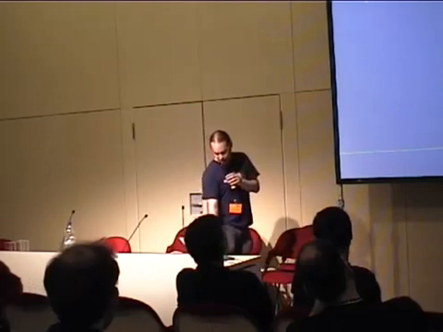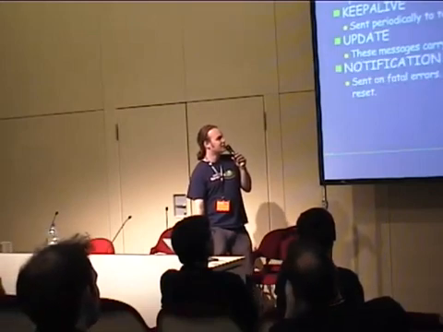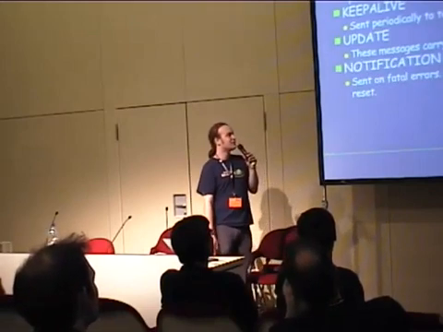Okay, BGP knows about 4 messages. Actually, it's 5, but the 5th one doesn't matter. The first one is open, which is sent once when the TCP session gets established. We have a keep alive that is exchanged once the TCP session is there to keep the session alive. We have updates which carry the actual routing information. And we have notifications which are fatal error messages, and well, we hope to never see them.